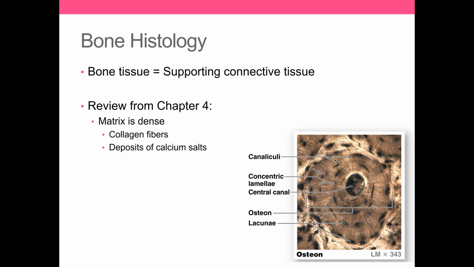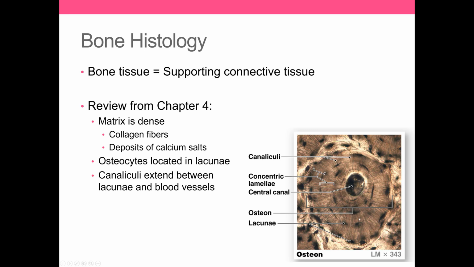Instead, you have a dense matrix made up of a lot of collagen fibers and deposits of hard calcium salts around that collagen. You also find osteocytes, which are bone cells located inside these little pockets called lacunae, and we looked at that on some images of tissues. We also saw that we have these little canaliculi that extend between one lacunae and another, and between the lacunae and the blood vessels that are in the middle central canal. And we also talked about how the outside of a bone is covered by a periosteum. So that is a membrane made of dense irregular connective tissue.